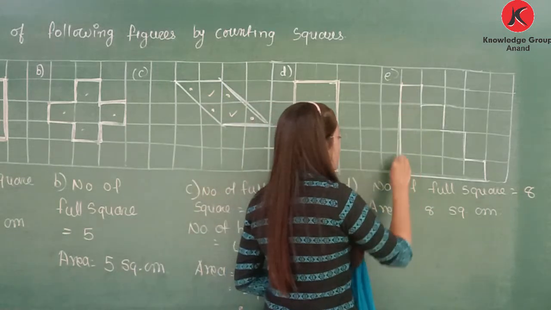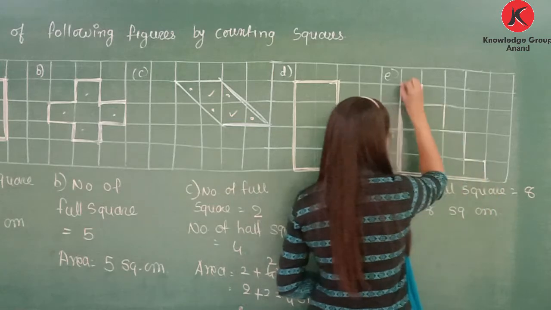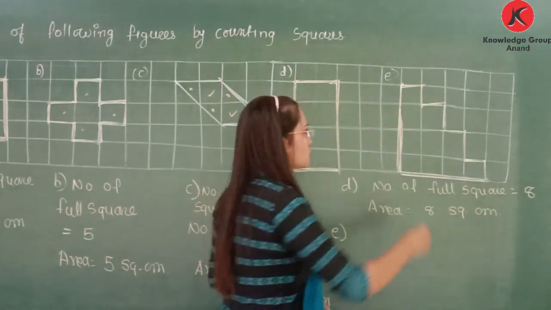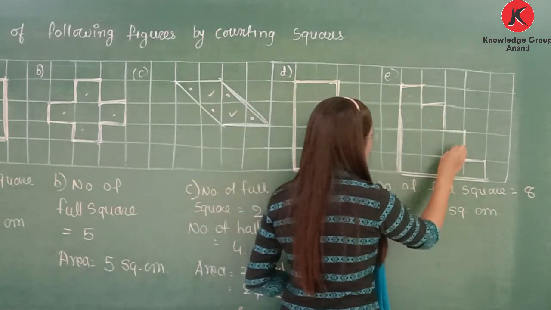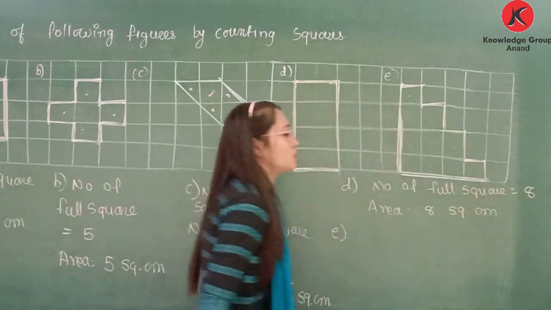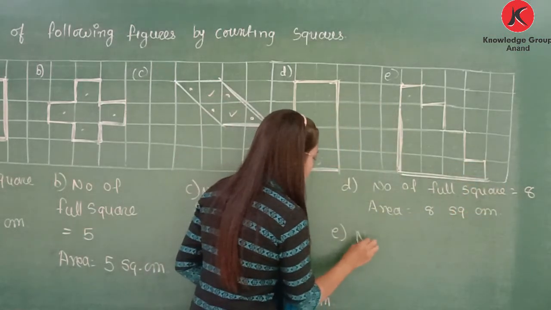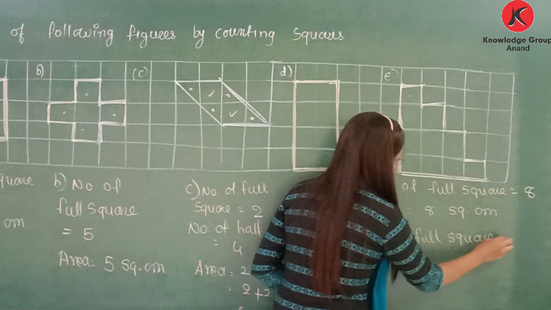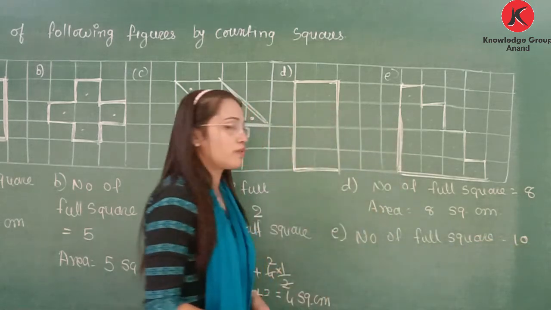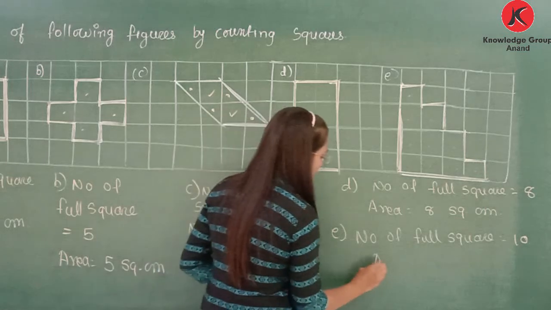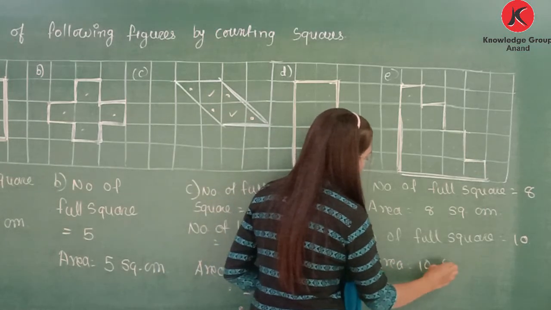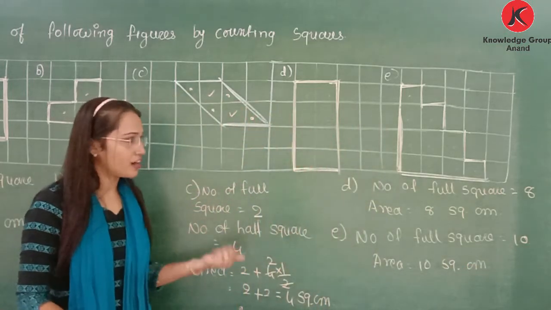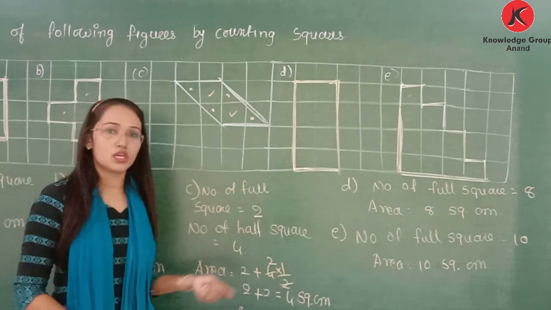Now for E. So it is this kind of figure. Again in the figure you can see there are only full squares. So count the number of full squares: 1, 2, 3, 4, 5, 6, 7, 8, 9, 10. So number of full squares is 10, and no half square, no more than half, no less than half. That's why area is 10 square centimeter. Now for this exercise you can use graph paper or you can draw boxes in your notebook.